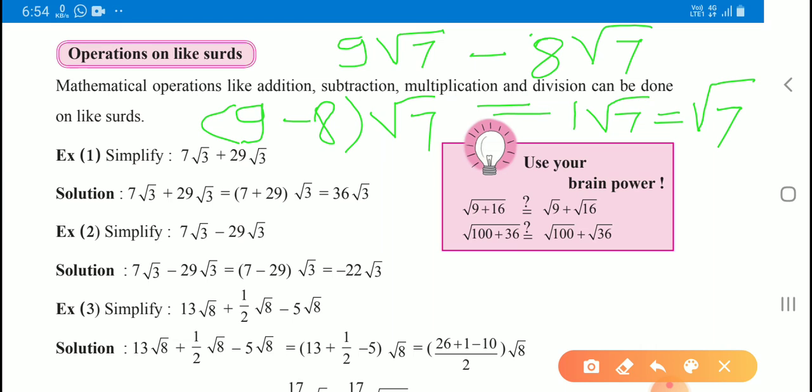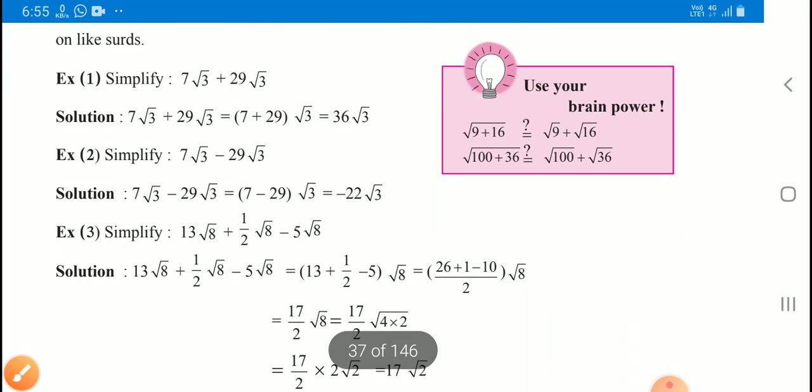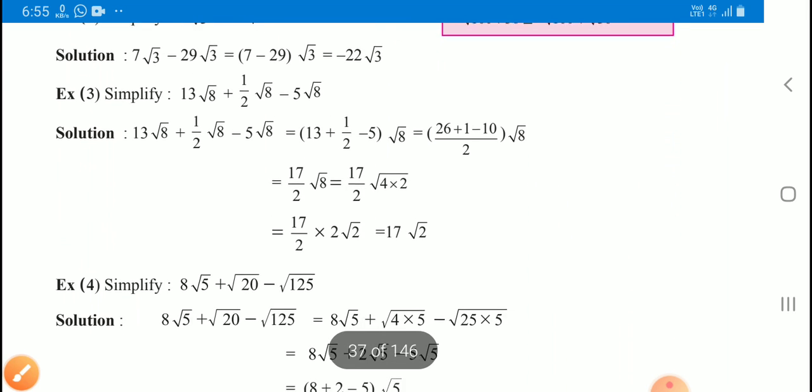Understand this? Now, I will take one more example. 8 root 3 minus 15 root 3 is equal to, now directly I will write the answer. Here the greater number's sign will come, negative. 15 minus 8 is 7. Okay. Do you understand this?